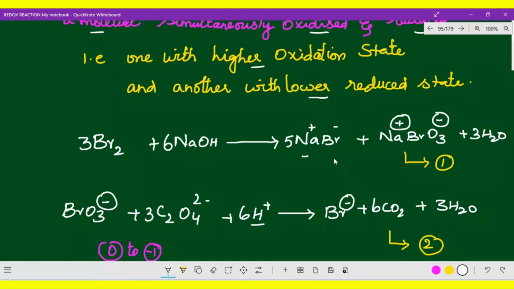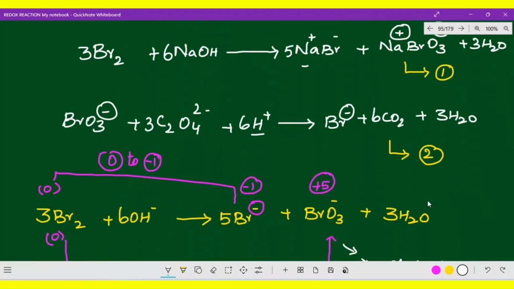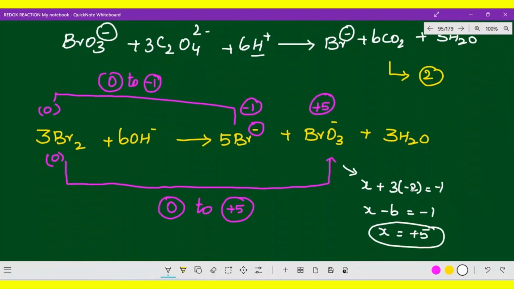Yes, so that means one goes to the higher oxidation state and the other to the lower, reduced state. Let me bring the equation so you can understand. In the same way, Br2 and OH minus. Here Br2 has an oxidation state of 0. When it goes to the product side, it is Br minus, so it is the -1 oxidation state. So that means 0 to -1.